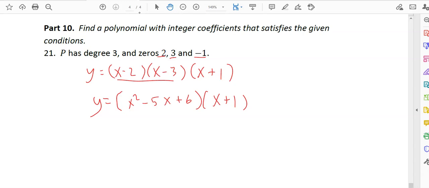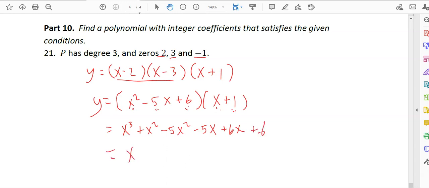And then FOIL that together. So you're going to get x squared times x is x to the third. x squared times 1 is plus x squared. Negative 5x times x is negative 5x squared. Negative 5x times 1 is negative 5x. 6 times x is plus 6x. And 6 times 1 is plus 6.